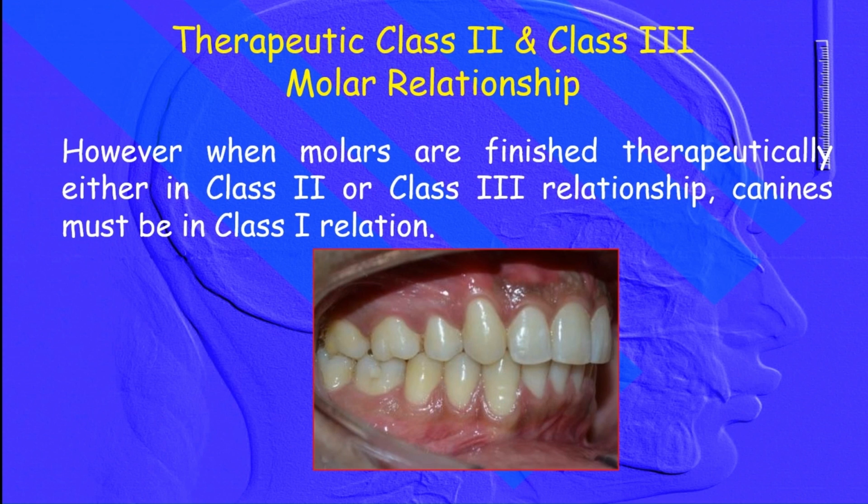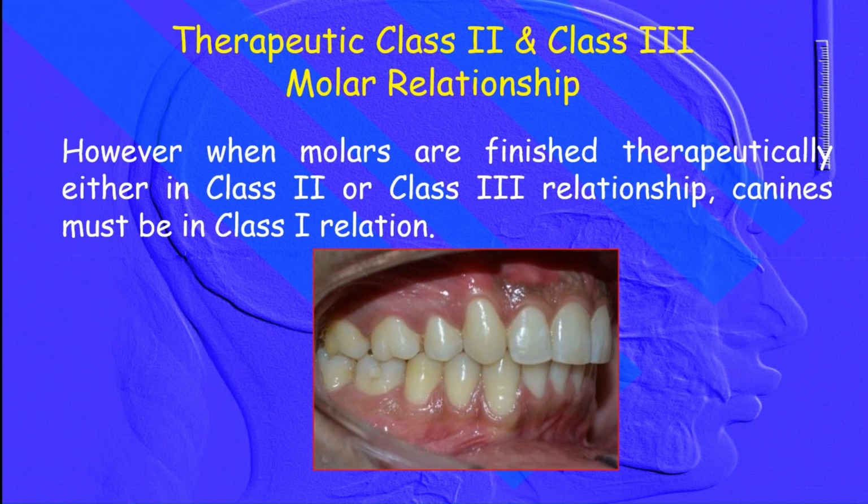According to Andrews, Class 1 molar relation is a part of normal occlusion, but in a few situations, molars are finished therapeutically in either Class 2 or Class 3 molar relation. When molars are finished therapeutically, either in Class 2 or Class 3 relationship, canines must be in Class 1 relation. Remember one thing, you can maintain either Class 1, Class 2 or Class 3 molar relationship, but canine should always be finished in Class 1 relationship.